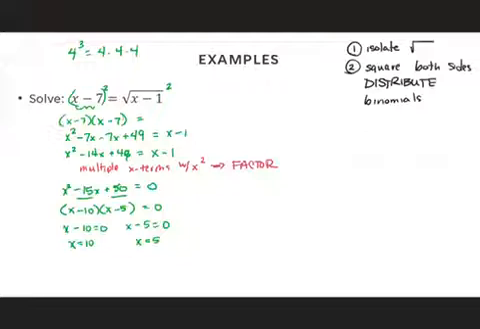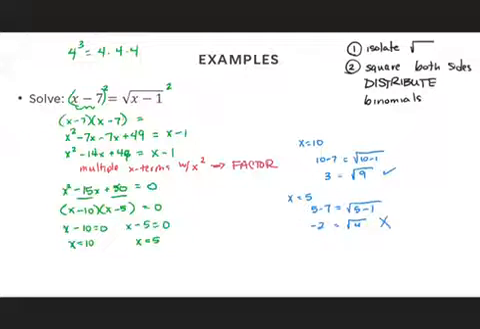Okay, now we plug them back in and double check. Let's see, I'll start with 10. So if x is 10, then 10 minus 7 is equal to the square root of 10 minus 1. So 10 minus 7 is a positive 3. 10 minus 1 is 9. So that one works out. Okay. If x is 5, then 5 minus 7 is going to be the square root of 5 minus 1. So 5 minus 7 is a negative 2, which is the square root of 4, and that does not work.